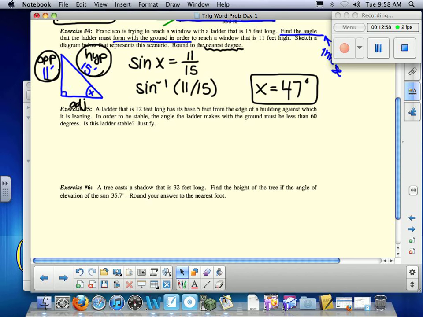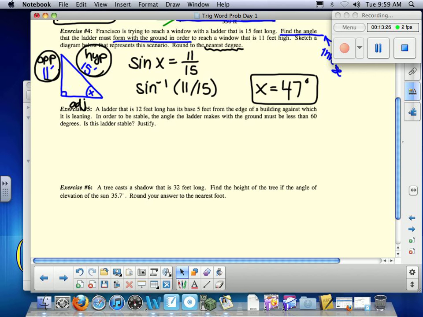How do we do? We made it through our first one without a picture. Are we okay? Well, technically, you did have a picture. We had to make the picture, but we're all right. Number 5, we have a ladder that's 12 feet long. It's 5 feet from the edge of the building against which it is leaning. Oh, that's a little bit close. I don't think it'll come up.